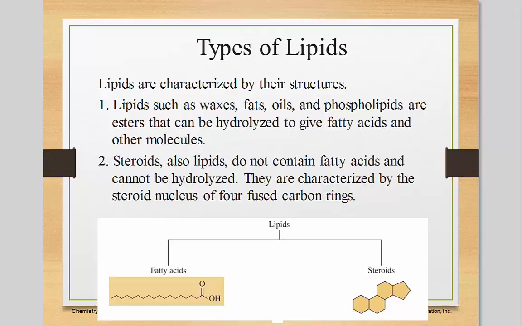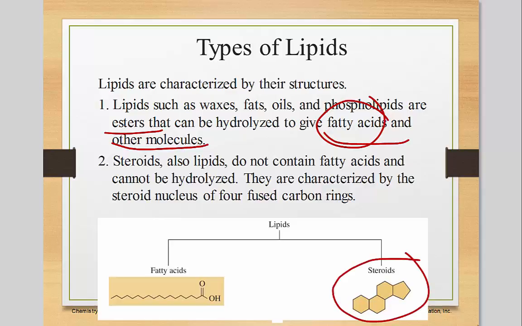Lipids are characterized by two structures. Lipids such as waxes, fats, oils, and phospholipids are esters that can be hydrolyzed to give fatty acids and other molecules. But notice fatty acids, that's the important part. Steroids, also lipids, don't contain fatty acids and cannot be hydrolyzed. They are characterized by the steroid nucleus, which is four carbon rings fused together.